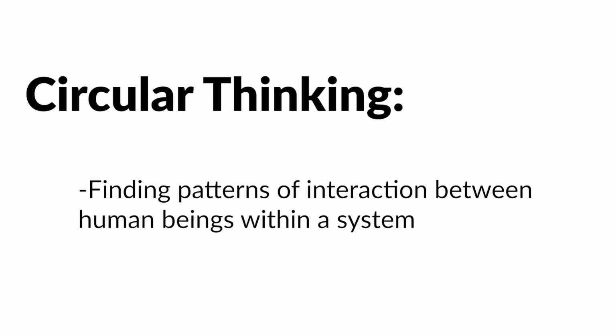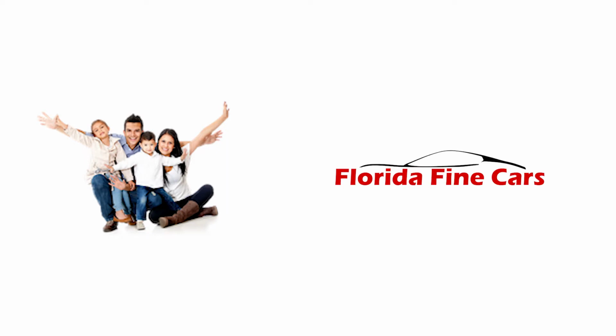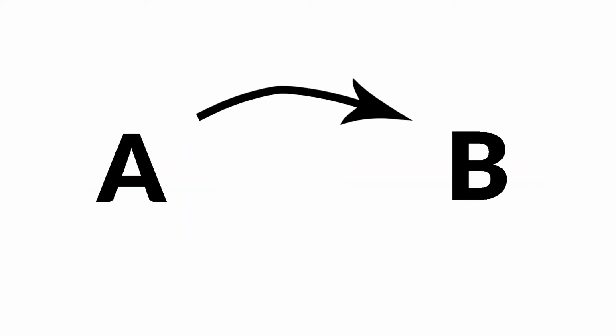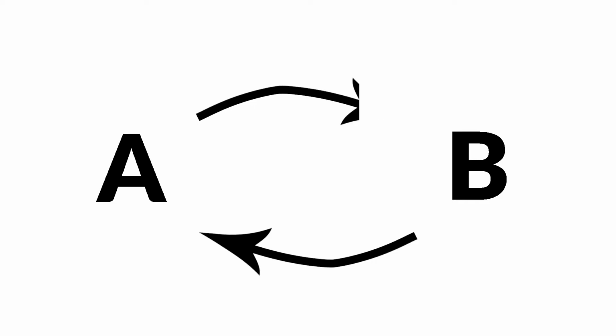Circular thinking is about finding patterns of interaction between human beings within that system. That system could be a family or an organization. In a circular approach, A affects B and in reverse, B affects A and A affects B again. So in circular thinking, you don't place blame, you look at interaction, you look at relationships, you include yourself as a manager into that situation and figure out how you affect the system.